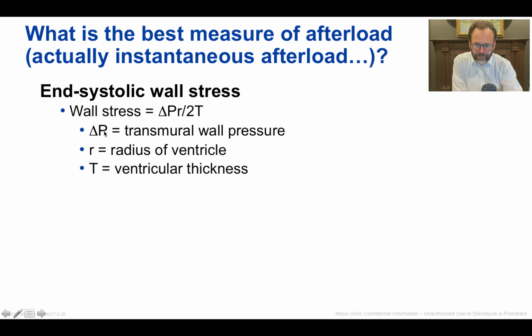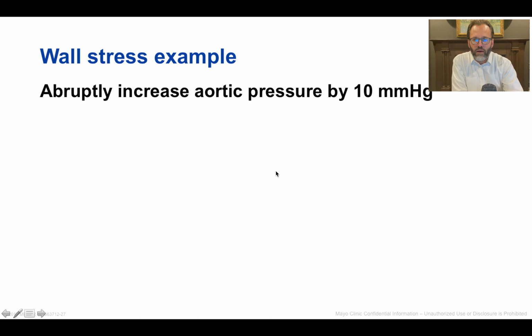You can see that, again, we've got wall stress being delta PR divided by 2T, so that transmural wall pressure gradient, the radius of the ventricle divided by 2 times the ventricular thickness. And so if we take an example now of abruptly increasing aortic pressure by 10 millimeters of mercury, so perhaps in that period of time near end systole, right before the valve closes, we increase pressure by 10 millimeters of mercury, and you say, well, what happens to ventricular afterload?